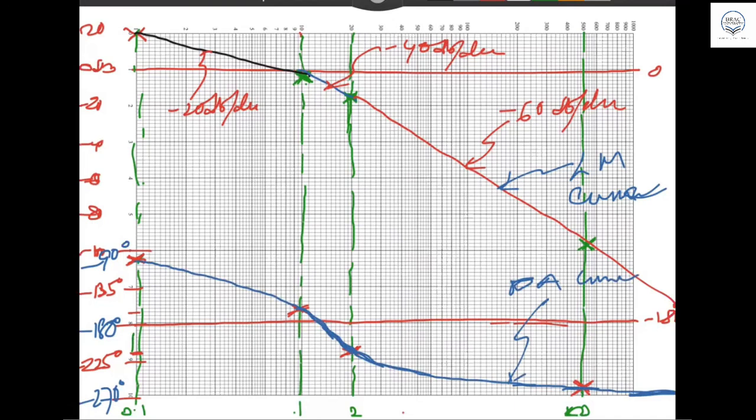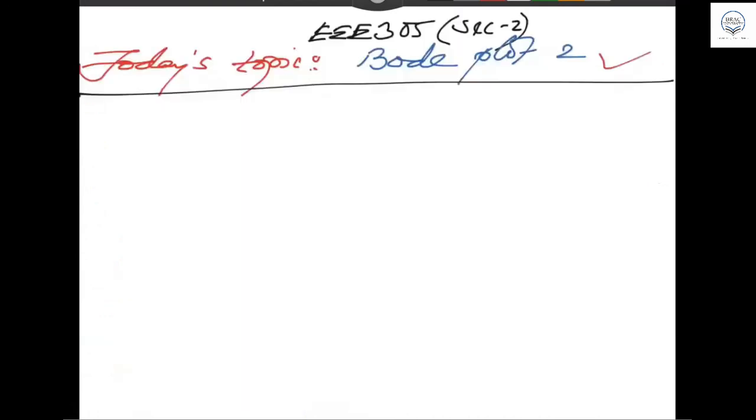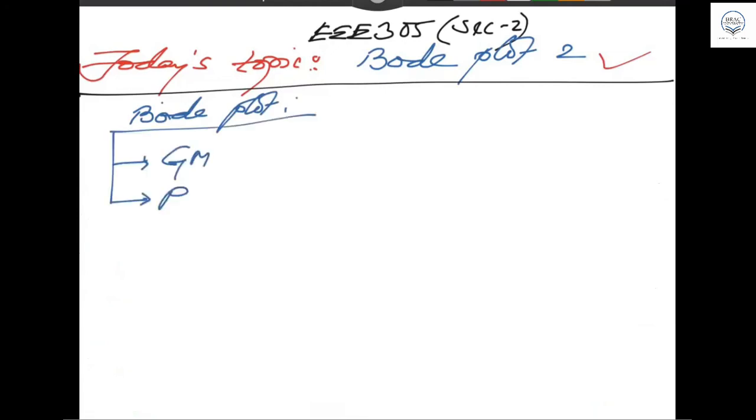What to do next? Next, we have to do the analysis of each of the parameters of the Bode plot. Let us go through that. We have to find two things from here. One is GM, one is PM. GM stands for gain margin and PM stands for phase margin.